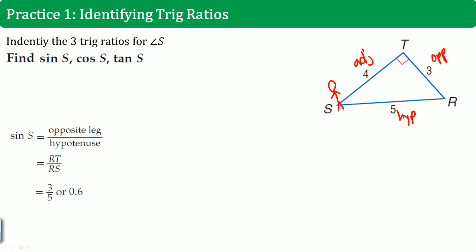The cosine, by definition, is adjacent over hypotenuse. Your adjacent leg is 4, your hypotenuse is 5. So it's 4 over 5. In decimal form, that becomes 0.8.